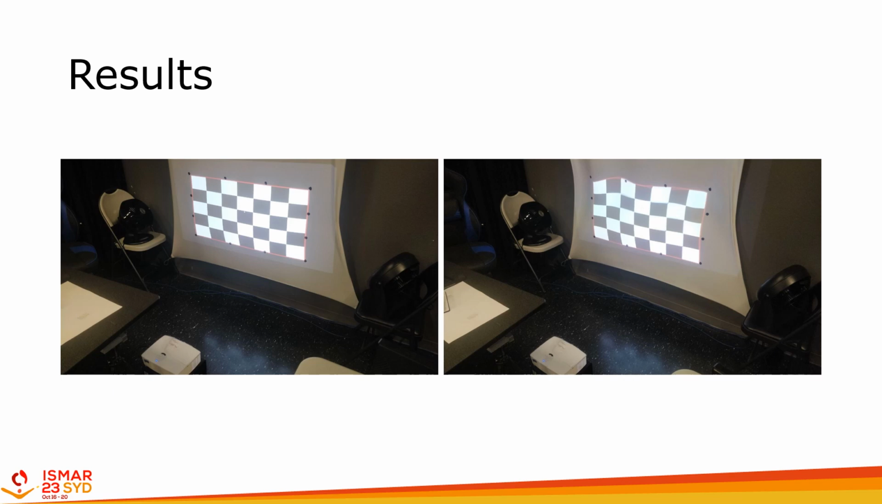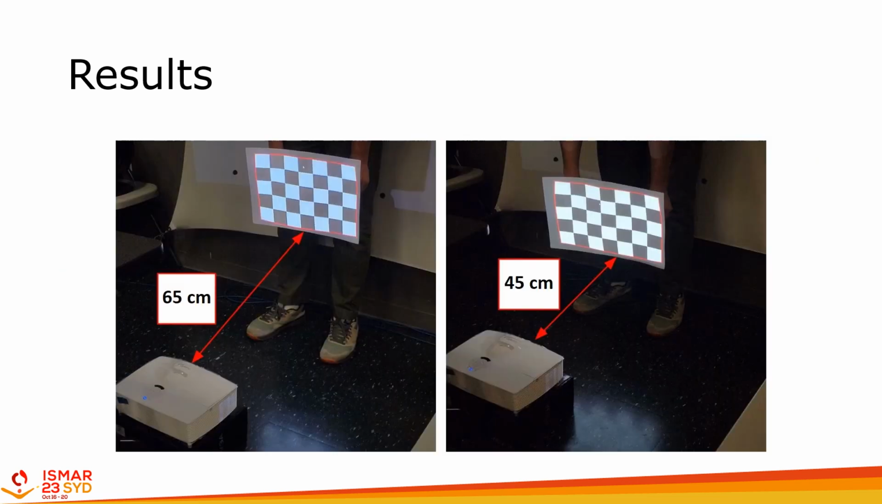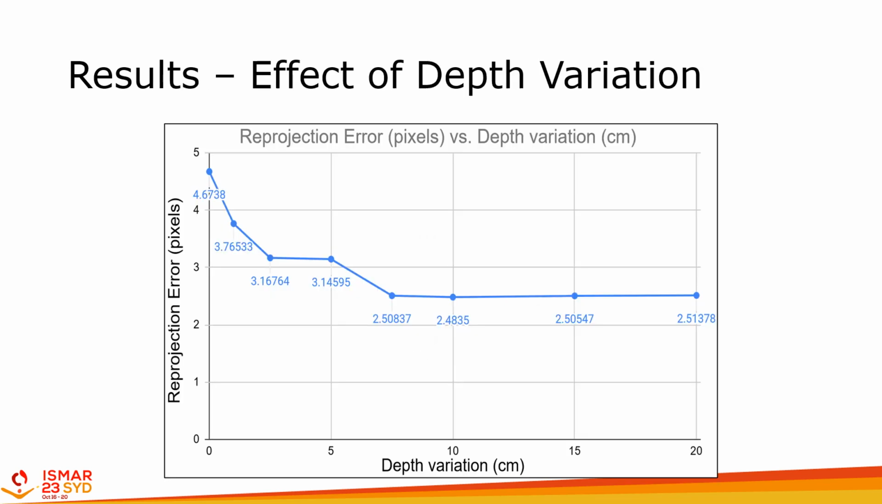And here is our dynamic projection mapping system that uses our calibration parameters. Our calibration parameters are very accurate even when the dynamic surface moves outside the original calibration volume as shown in the photo below. We also studied the effect of depth variation on the projector calibration accuracy. Note that having a variation of 7 millimeters or more results in excellent calibration.